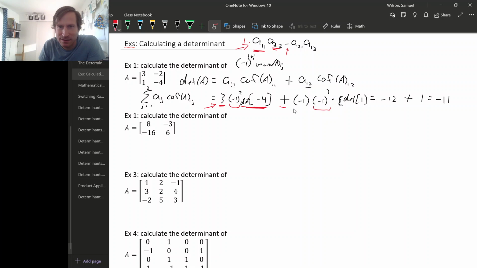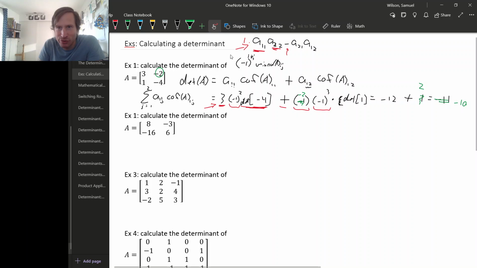This minus 1 was supposed to be a minus 2, right? This should be this position right here. So this should be a minus 2, and that's going to change the result. That's going to make this 2, and so this should be minus 10, I guess. Okay.